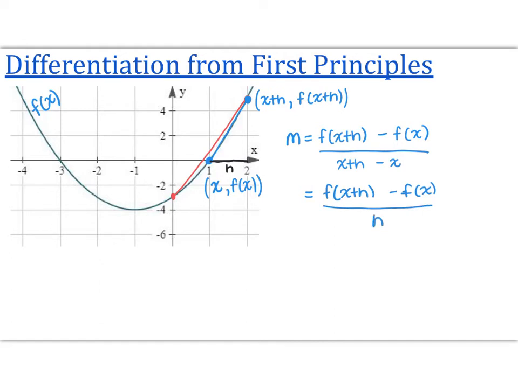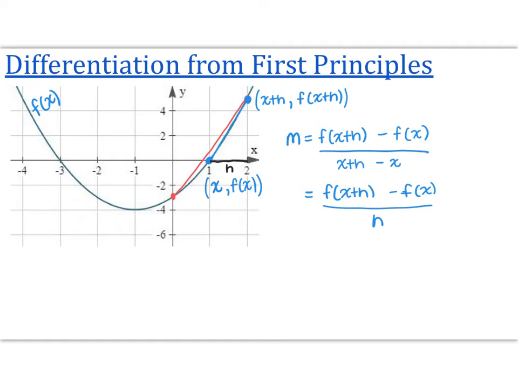And we said that that blue line was a pretty close estimate to the actual curve. We started out with that red line, which we could find the gradient of in the exact same way, and it would give us the exact same definition as what we've just written in blue.